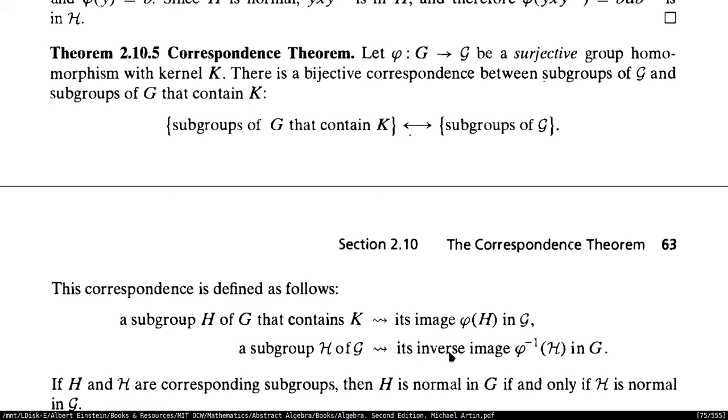And a subgroup curly H of the codomain gets mapped to its preimage in G. So there is a one-to-one correspondence between these subgroups that contain the kernel and the subgroups of the codomain. Right.